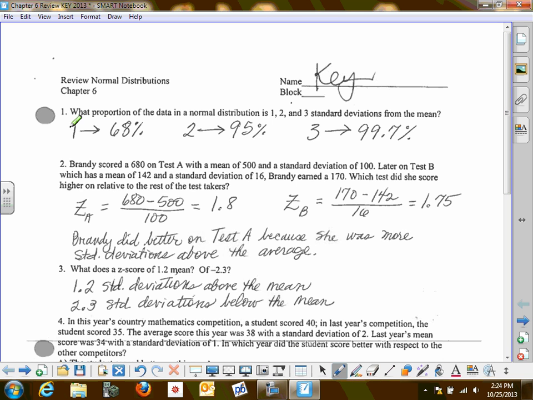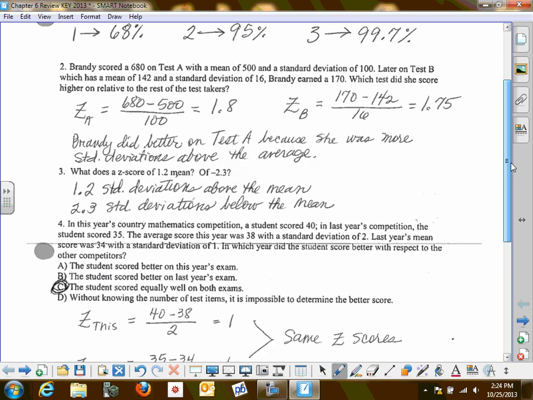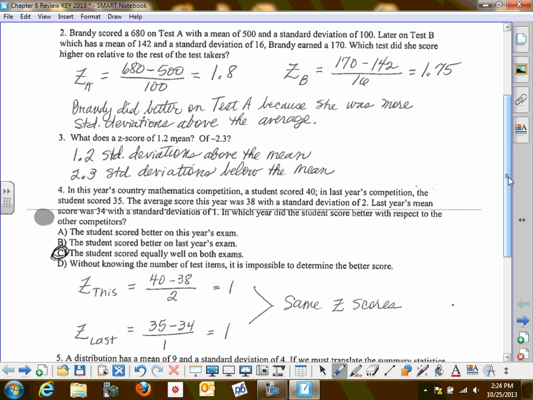So here's your percentages. That's your 68, 95, 99.7% rule. Okay. Number 2, if you want to compare two things, you need to compare their z-scores. So here, this girl did better on test A because it's more standard deviations above the average.